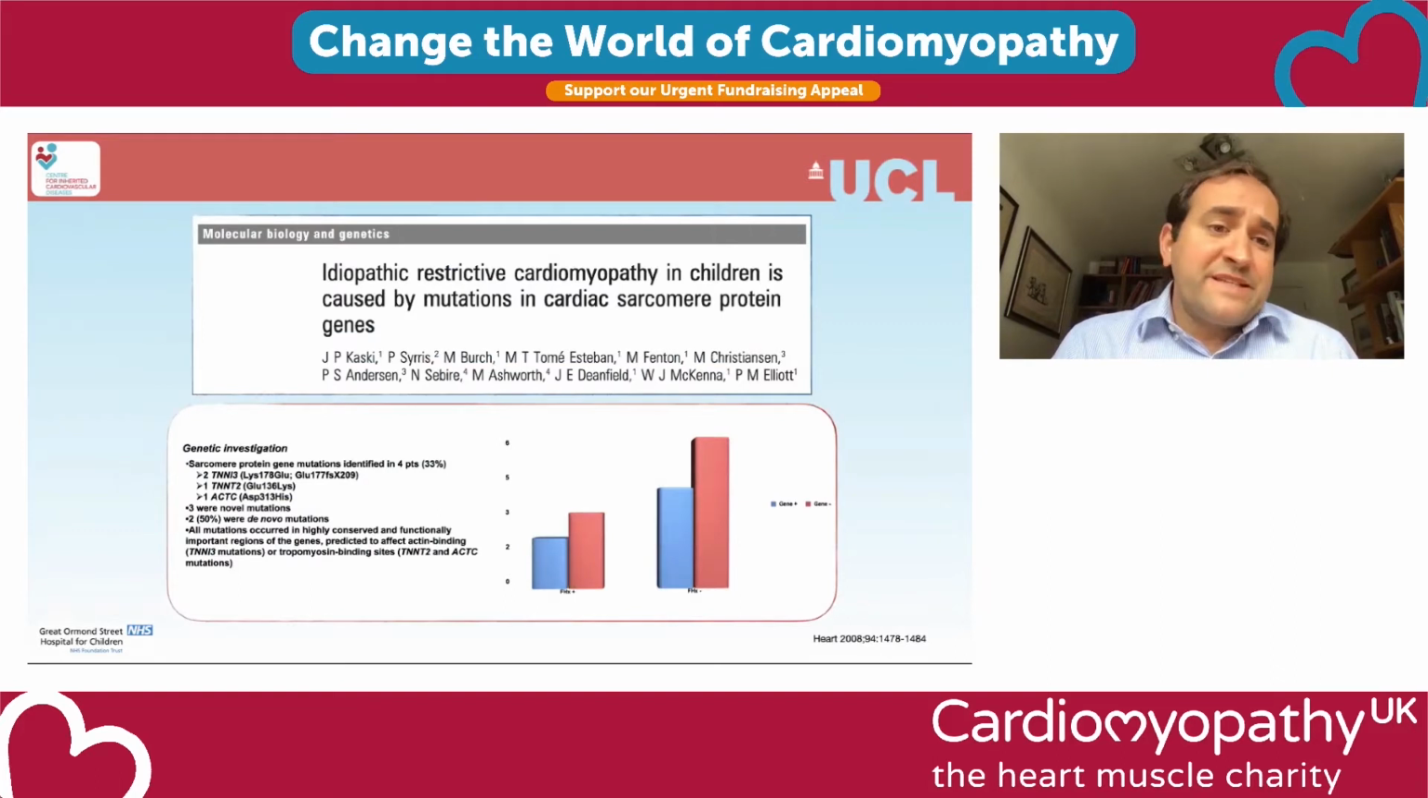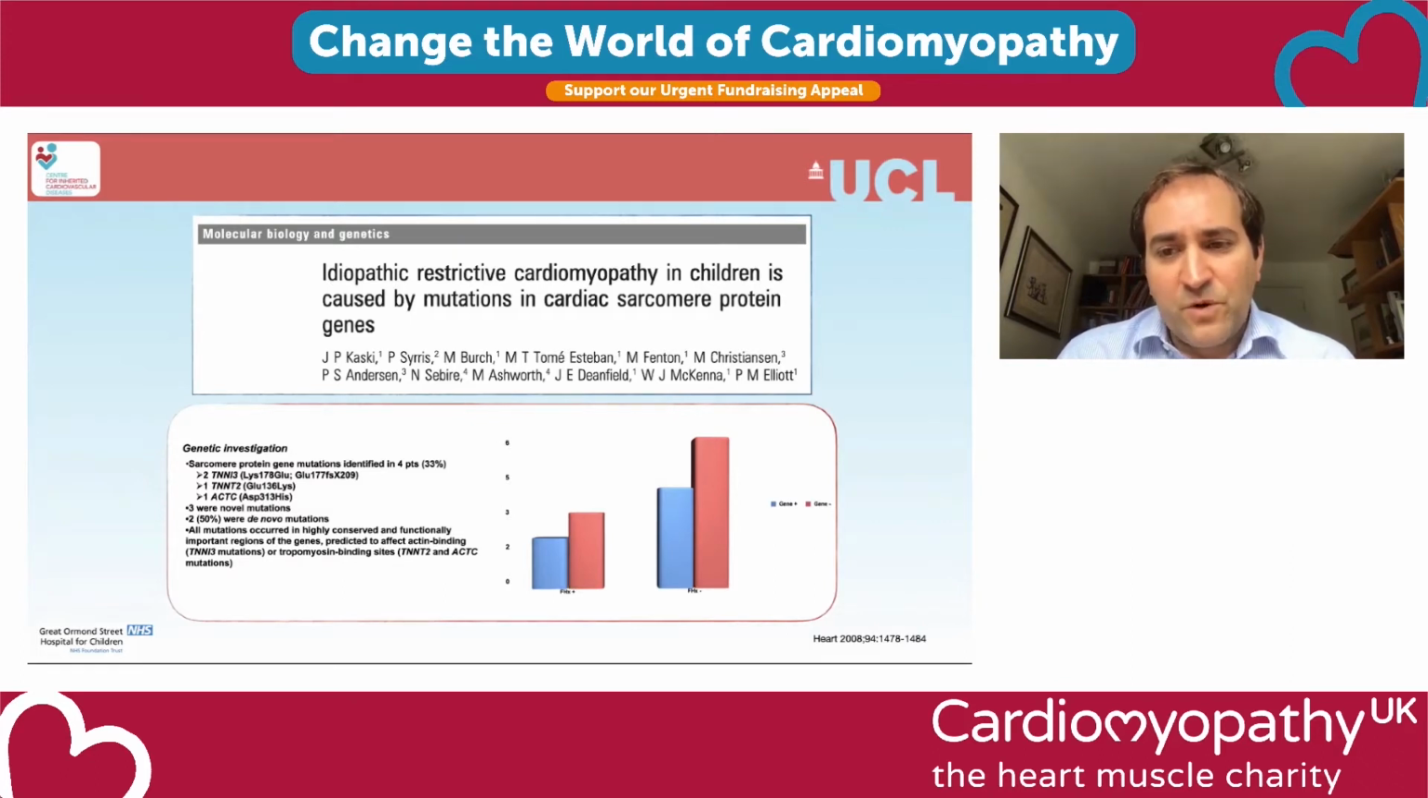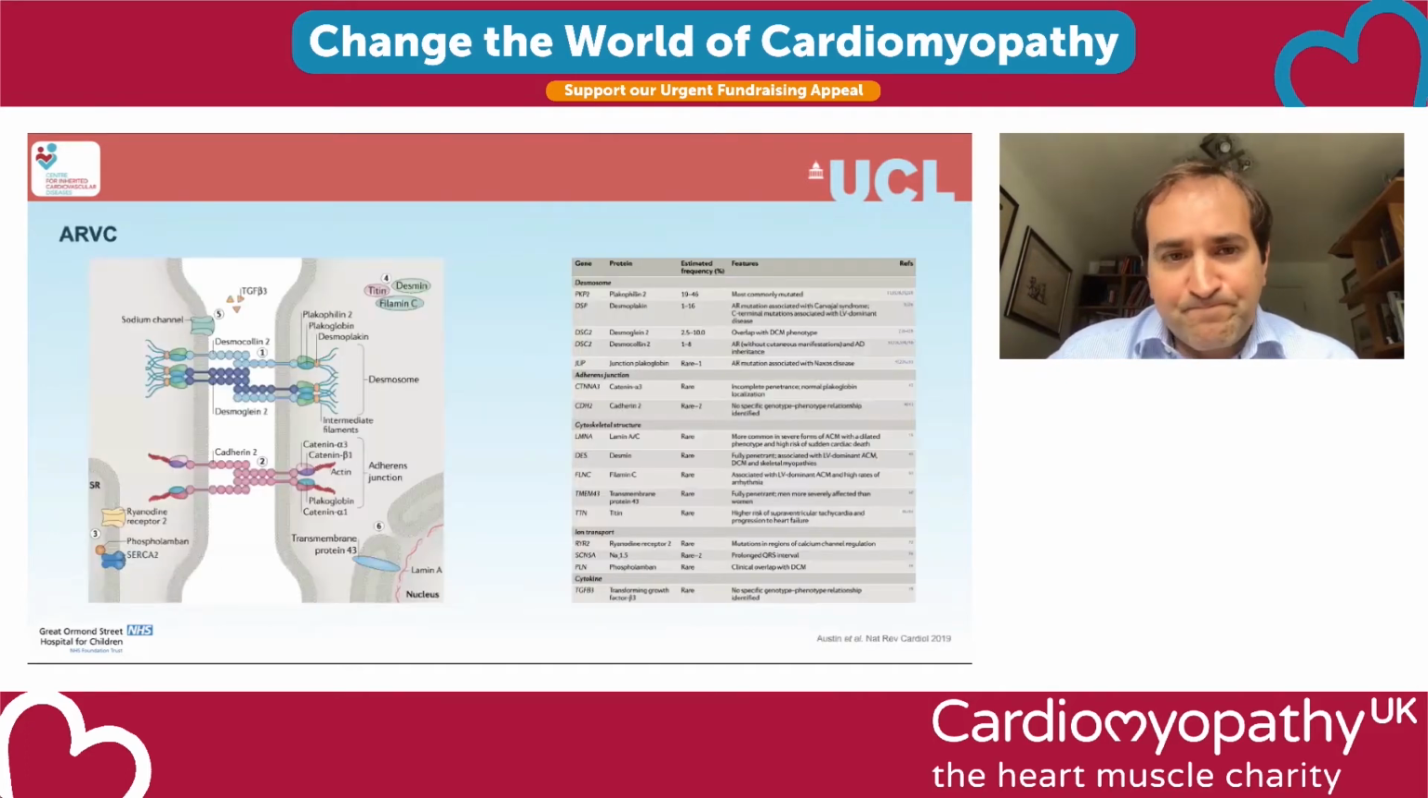We have found something similar in other types of cardiomyopathy. So this is the example of restrictive cardiomyopathy, which is a much rarer form of cardiomyopathy in children. Only a few hundred children identified with this condition in the world. But again, over 1/3 have changes in exactly the same genes, these sarcomere protein genes. And these are all gene changes that are potentially heritable.